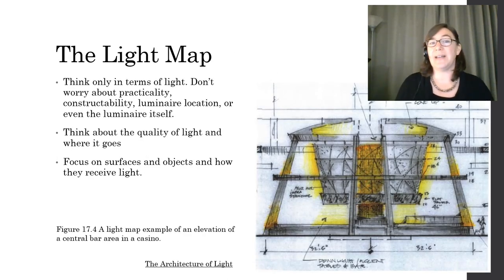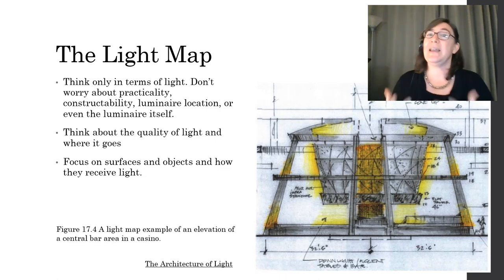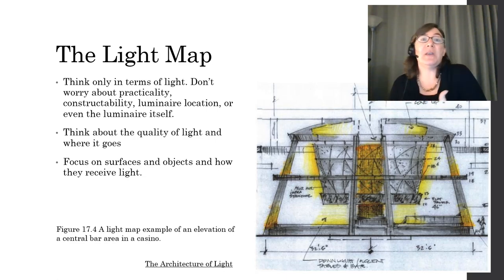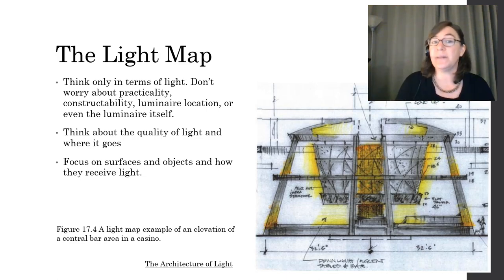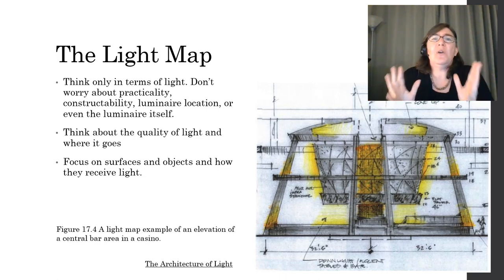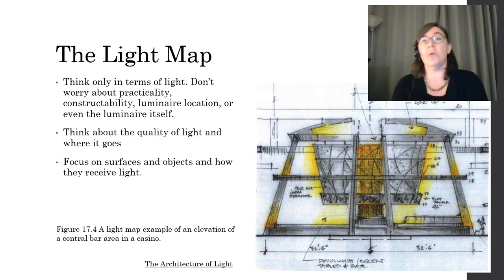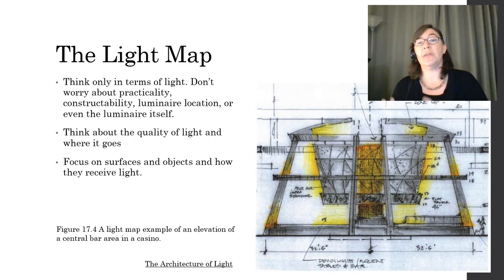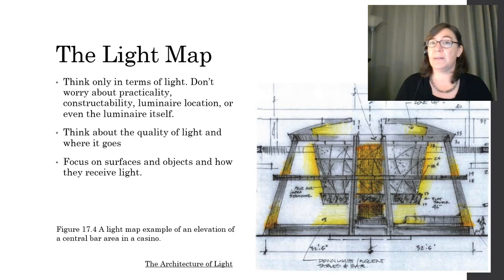So when you start your lighting design, you're going to think only in terms of the light. Don't worry yet about practicality, constructability, luminaire location, or even selecting the luminaire itself. Instead, you want to think about the quality of light. What is your goal? What kind of light do you want? And where? So you'll focus on the surfaces in your space, and the objects in your space, and how they will receive the light.